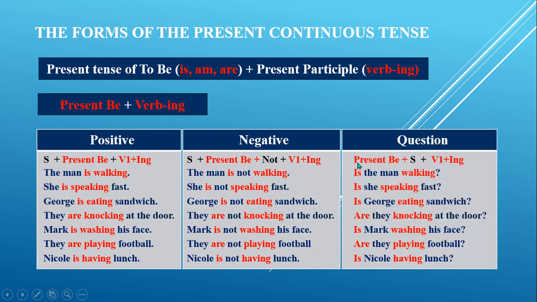Okay, now the question. The pattern is present be plus subject plus verb ing. To go from the positive to question, we can simply reverse present be and subject by moving present be before the subject. For example, is the man walking? Is she speaking fast? Is George eating sandwich?